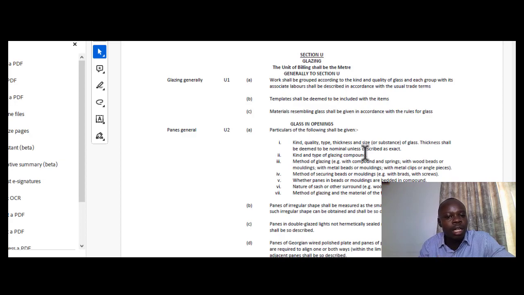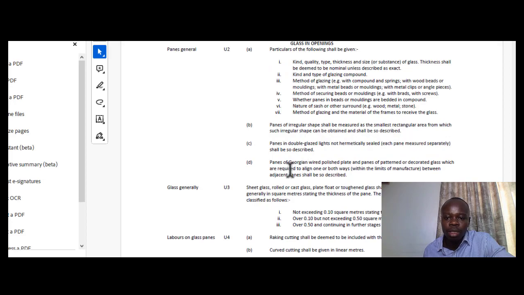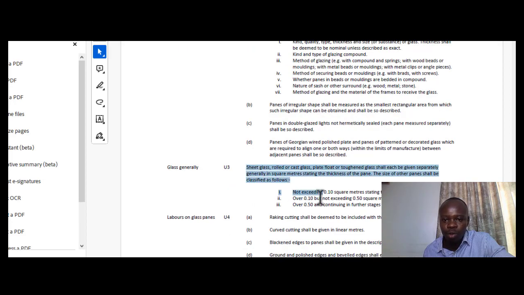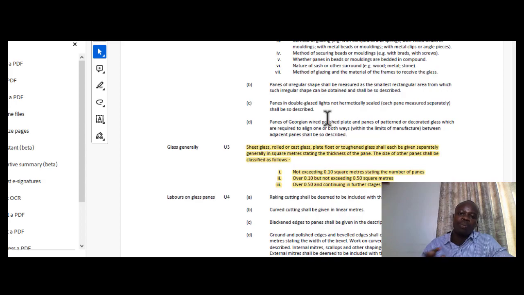So glazing generally is measured in square meters. That is what you have to note. Generally you will do your measurement in square meters. That is the rule under rule U3. But then there is a concept of doing that given estimation or measurement in stages of.